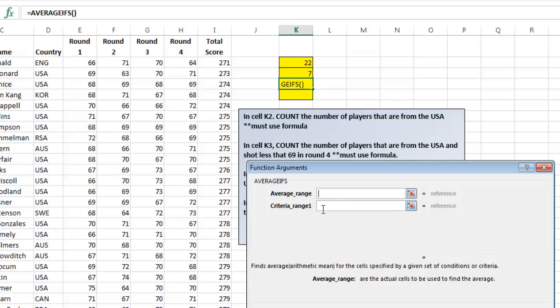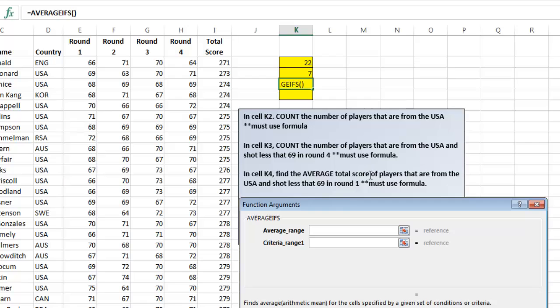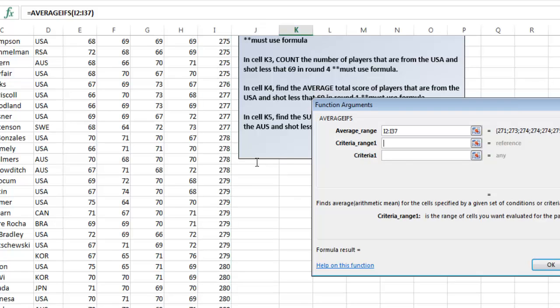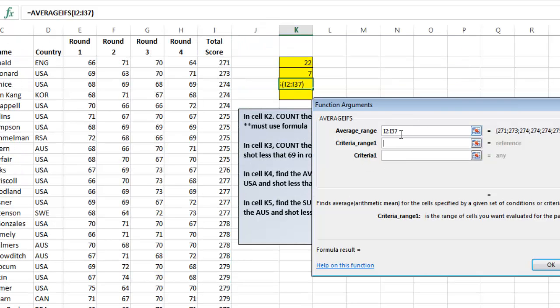So this one's more difficult because in the counts, there's just a criteria 1 range, and then the criteria 2 range, and then the criteria. For these more mathematical functions, there's always a math range or an average range, so you really have to read the question. I want the average total score. So the total score is what I'm going to feed in here under average range. Okay, so that's the column that I'm going to do math to.